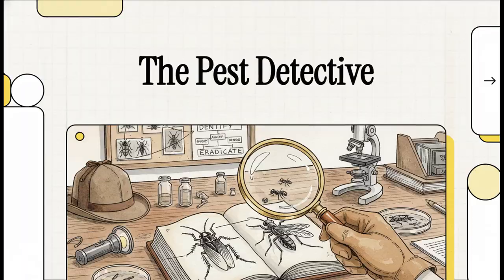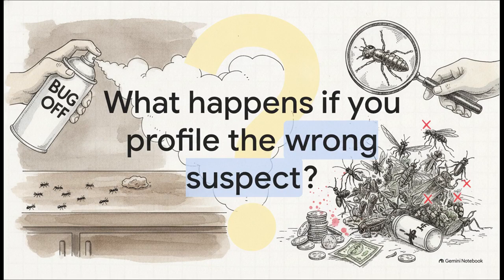Let's get into it. So let me ask you a question. What actually happens if you profile the wrong suspect? I mean, picture this. You walk into your kitchen, you spot a tiny trail of ants marching across your counter, and you instinctively just grab whatever bug spray is under the sink and blast them. Problem solved, right? No, absolutely not. In the professional world of applied zoology, an identification error means you're using an entirely wrong treatment plan. And that wrong treatment doesn't just fail, it can actually backfire and make your pest problem exponentially worse, which costs serious money and, as you'll see, creates some pretty massive health risks.